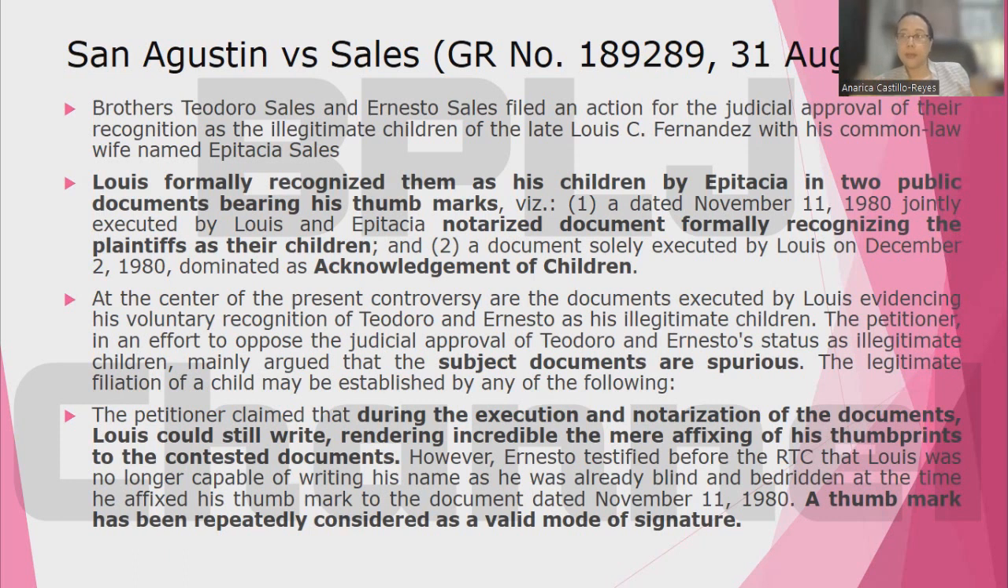So can you consider that thumb mark as a way of signing a document? Okay. During the execution and notarization of the documents, Luis could still write, rendering incredible the mere affixing of his thumbprints to the contested documents. That was the claim of the petition. However, Ernesto testified that Luis was no longer capable of writing his name as he was already blind and bedridden at the time that he affixed his thumb mark to the document. The Supreme Court held that a thumb mark has been repeatedly considered as a valid mode of signature, especially if the one who is signing is no longer capacitated to sign.